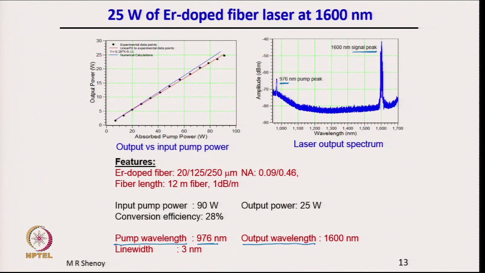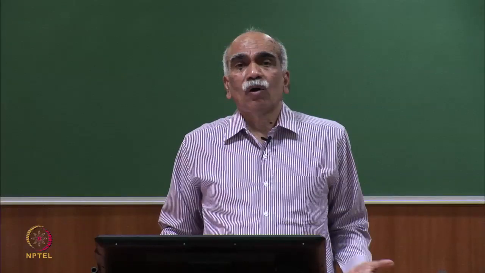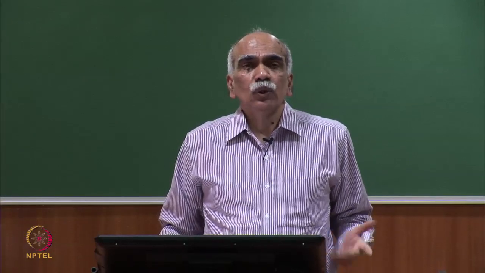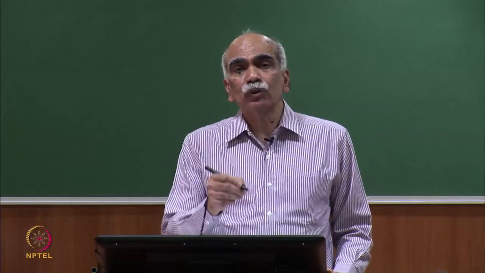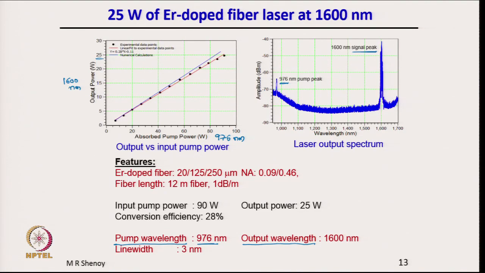So, what is shown here is the output power at 1600 nanometer, and on the x axis is the pump power at 976 nanometer. We see almost a straight line: as pump power increases, the output power increases. We see 25 watt of CW output power in this graph. Nowadays, hundreds of watts of CW output power are routinely achieved. But this is just a graph to show the linear variation of the output power with the absorbed pump power.